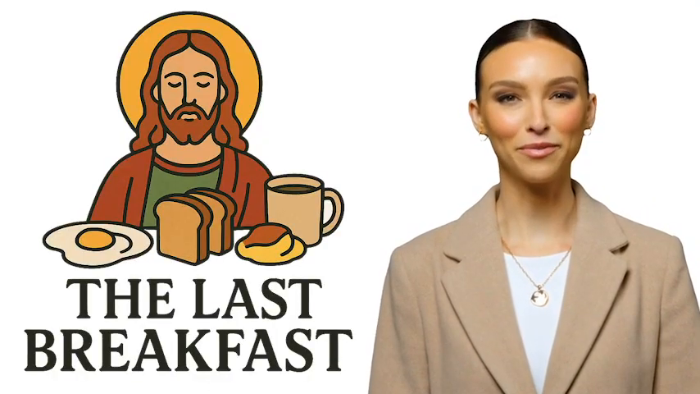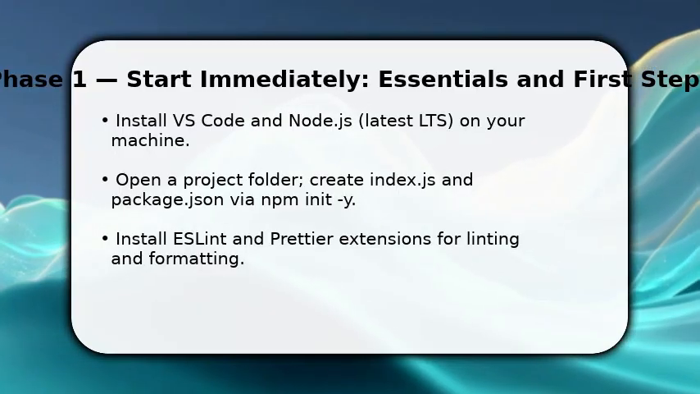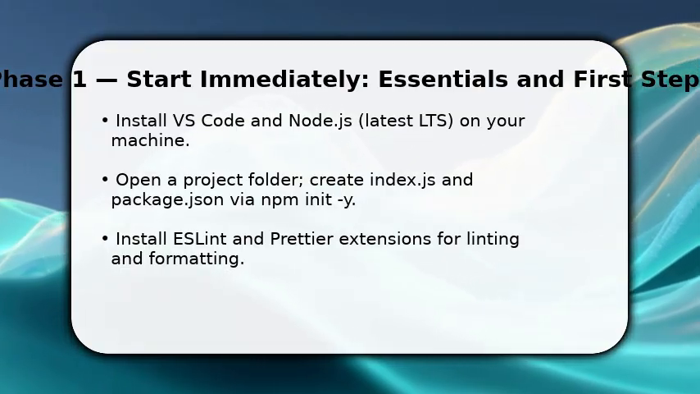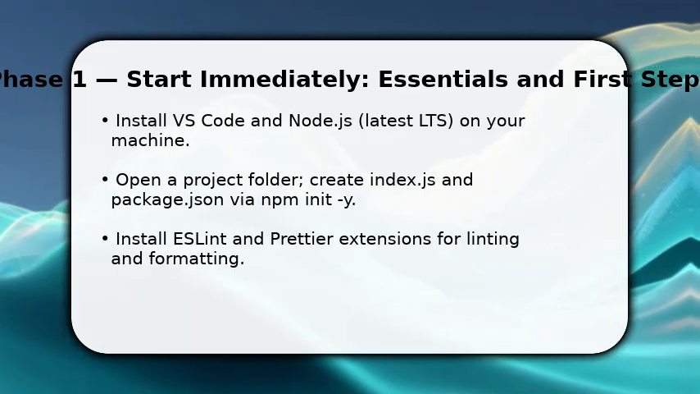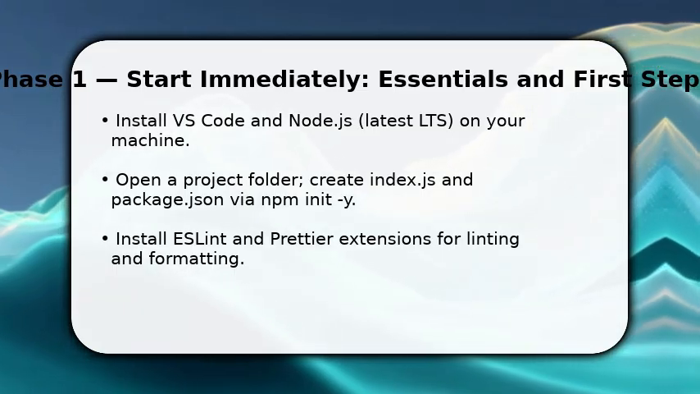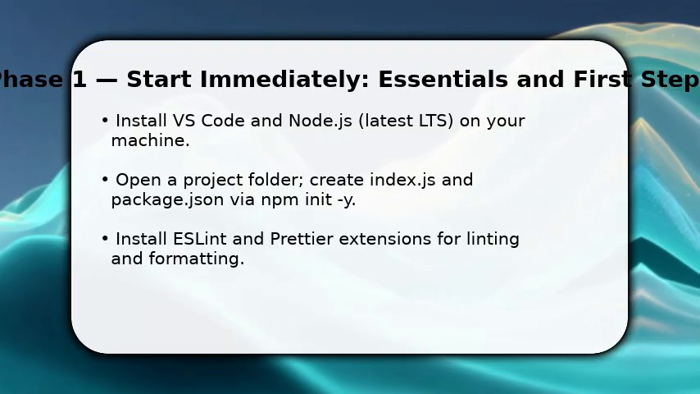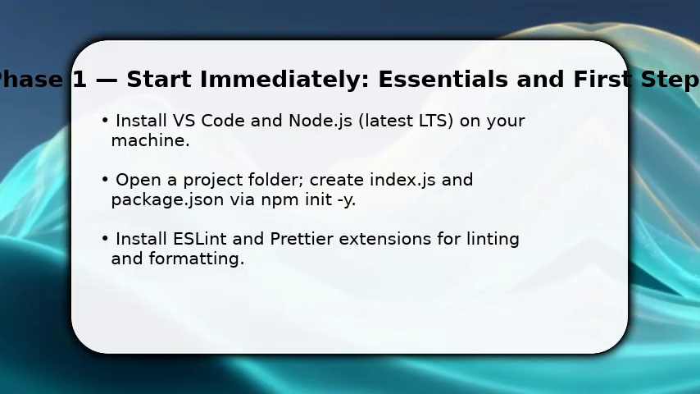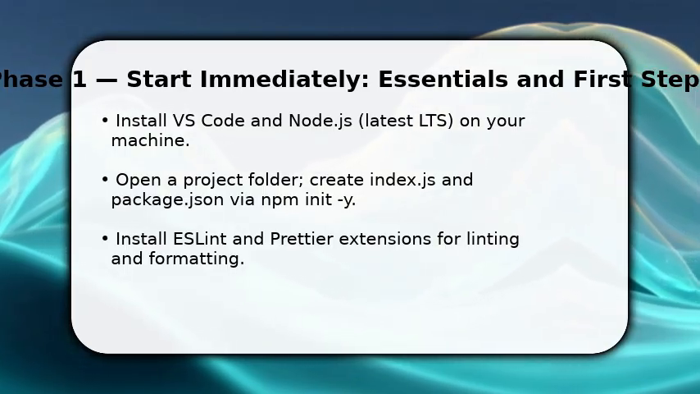Please enjoy the video. You start by confirming essentials. VS Code and Node.js are installed and you have a project folder. Open that folder in VS Code, then create index.js, use the integrated terminal and run npm init -y to generate package.json. This lets you manage dependencies and scripts.